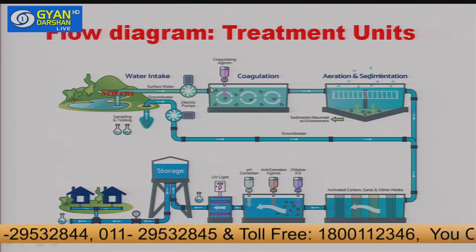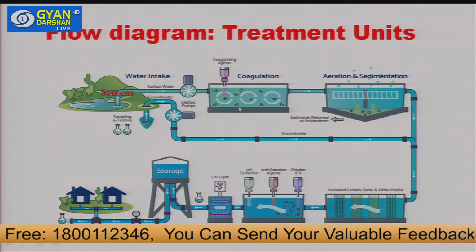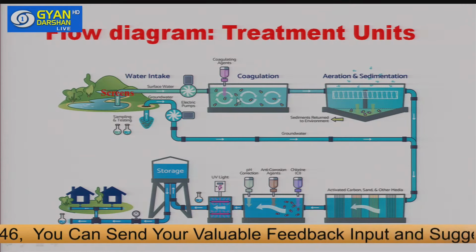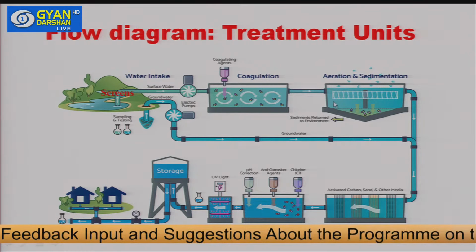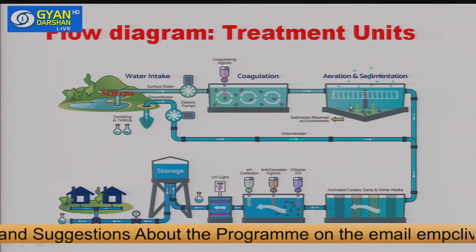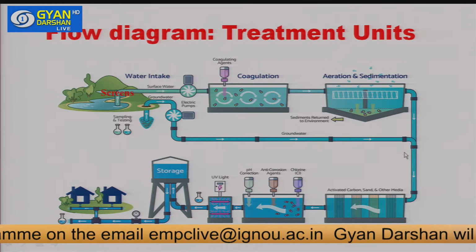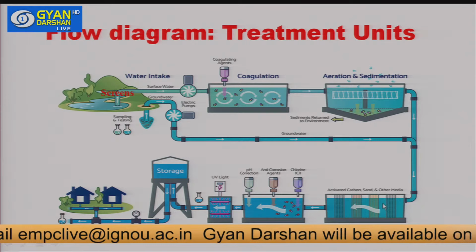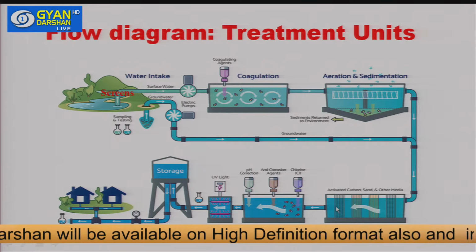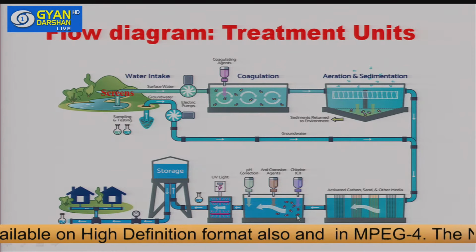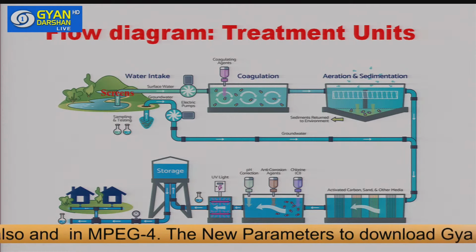The next unit is coagulation. Coagulants are chemicals which are used to remove the suspended impurities. Then it is sent for aeration and sedimentation. Here all the settleable matter settles in the tank and is removed from the water. After this it is sent to the activated carbon and sand filters. This is the filtration process. Then after filtration, the water is sent for disinfection and the final treatment.